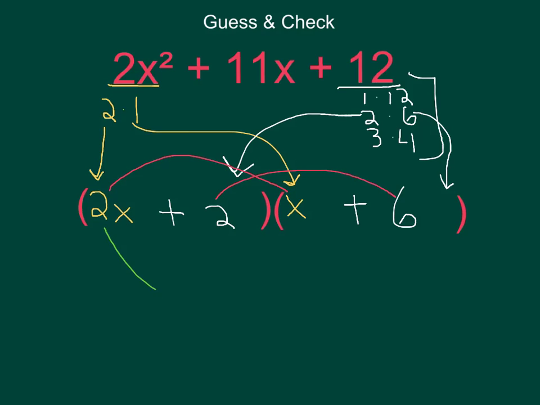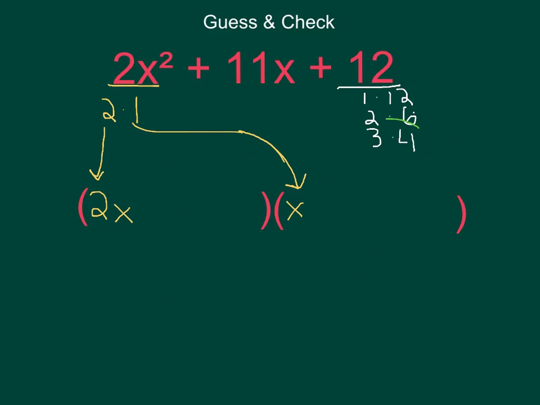So, check. 2x times 6 is 12x, and 2 times x is 2x. Is 2x plus 12x 11x? No, it is not. So, we made our first guess, but in the check it didn't work, so we have to guess again.